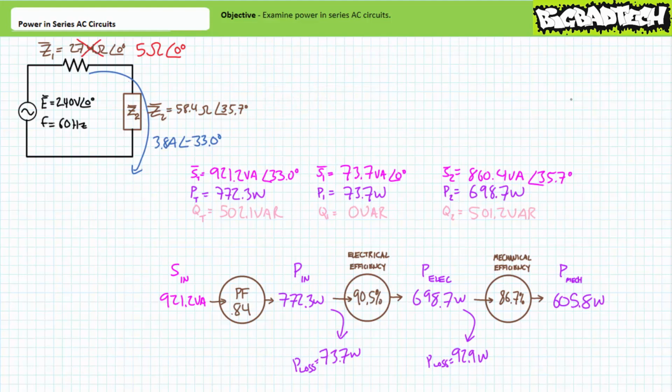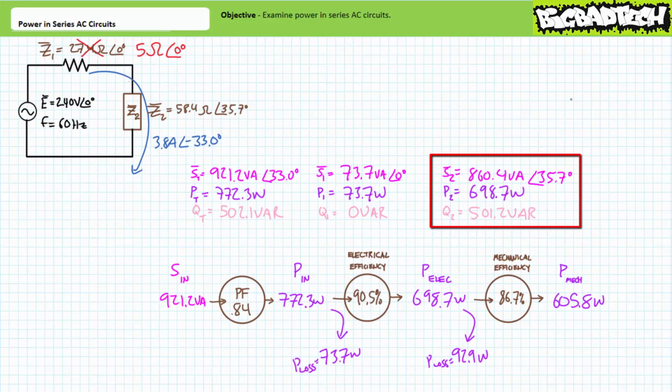Current drawn from the source will be approximately 3.8 amps at an angle of negative 33 degrees. The source will deliver 921.2 volt amperes of power at a 0.84 lagging power factor. Real power input to the system is 772.3 watts, and total reactive power is 502.1 VARs. Z1 will consume 73.7 volt amperes of apparent power, of which 73.7 watts is directed towards real power and 0 VARs towards a reactive interchange.